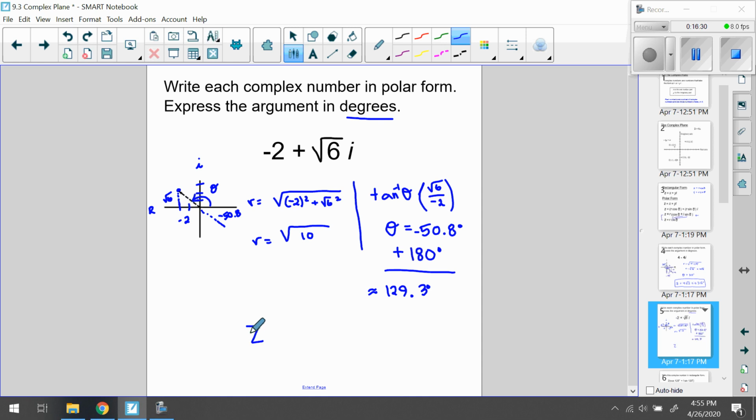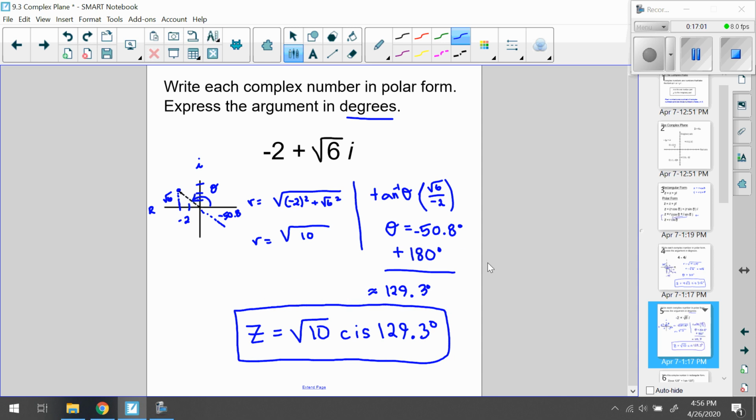So my final answer will be z equals r, which is root 10, cis, I'll use the cis notation again, 129.3 degrees. Again, I would prefer that you just leave r as root 10. If we have the opportunity to give an exact answer, we like to do that. I guess that opportunity is not readily available when we're giving the angle, and so it's okay to round there, but I would leave it as root 10 for your r value. And there you have it.